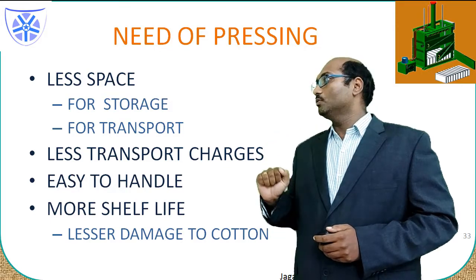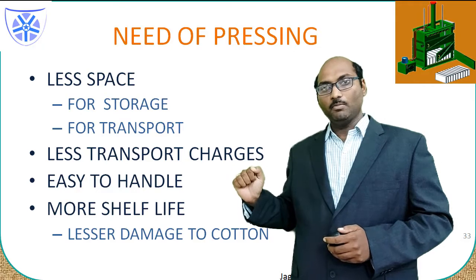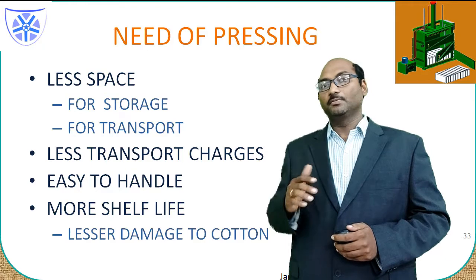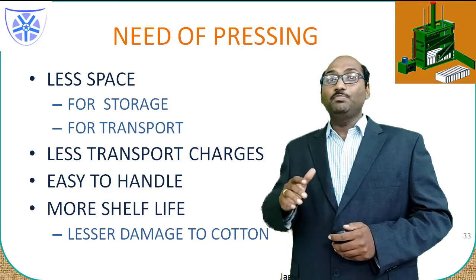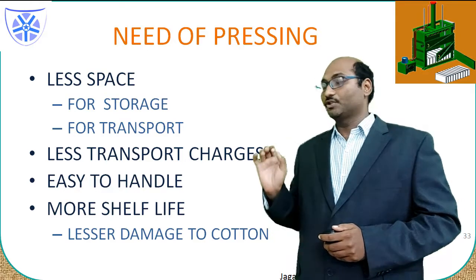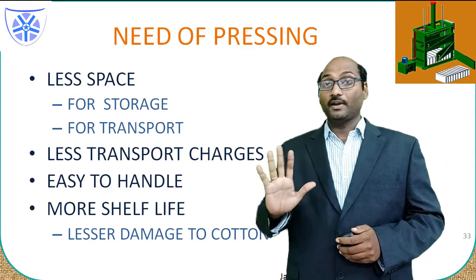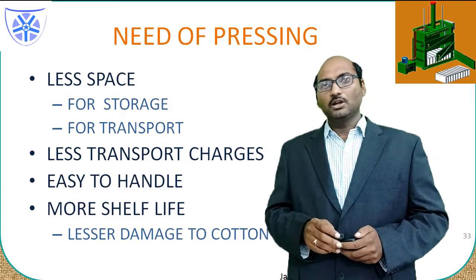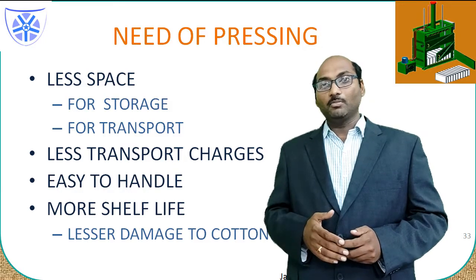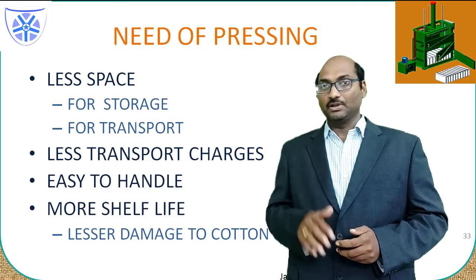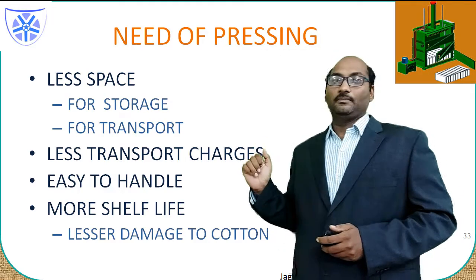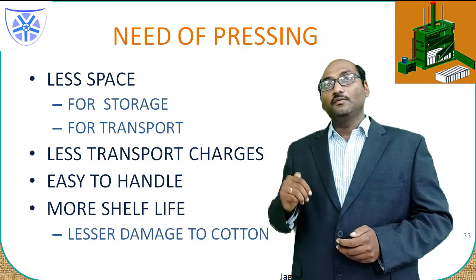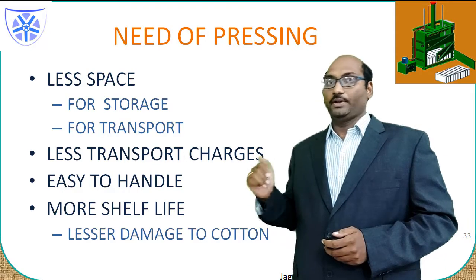The cotton which is compressed and made into a bale form by properly providing a protective layer on top of the surface of the bale can be kept on the shelf for a maximum of 5 years. Of course, a slight reduction of strength may happen, but if it is kept in open form, it will sustain hardly 3 months. So more shelf life can be obtained by compressing cotton into bales.